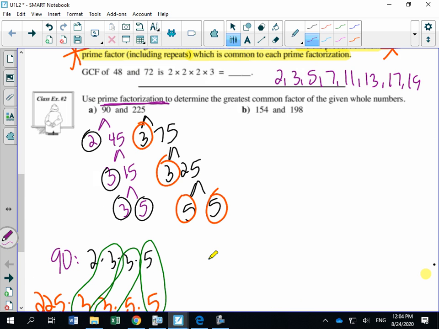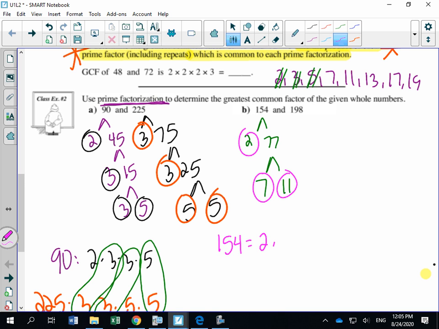Okay. Let's do B, and then it should start making sense. So let's do B together. 154. So let's break this down by a product of primes. Divide that guy by 2, and you'll get 77. Now, 77 is not divisible by 2. It's not divisible by 3. It's not divisible by 5. When you divide it by 7, the answer is 11. And then I stop because 11 is a prime number. So 154 is equal to 2 times 7 times 11.